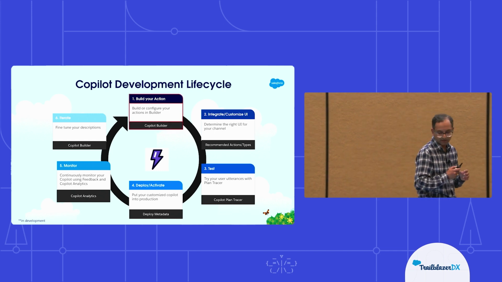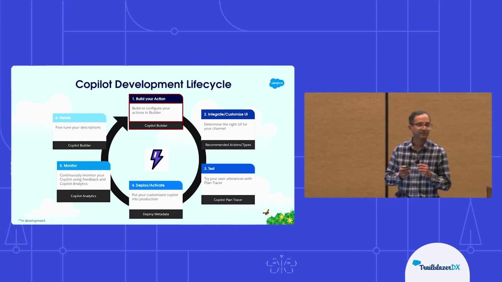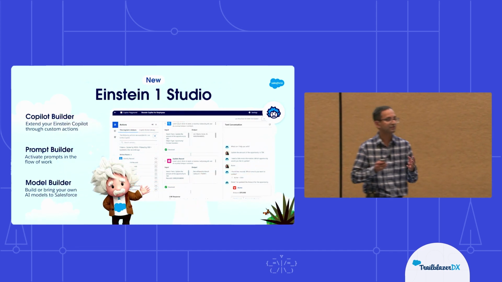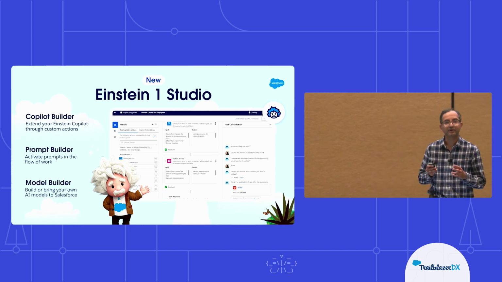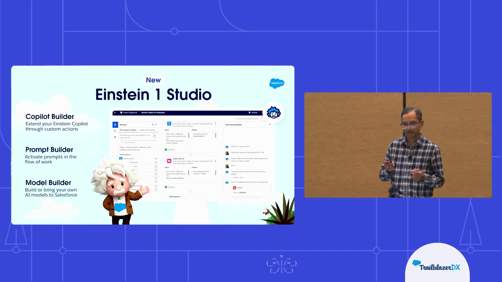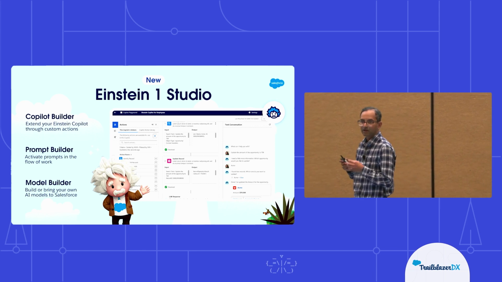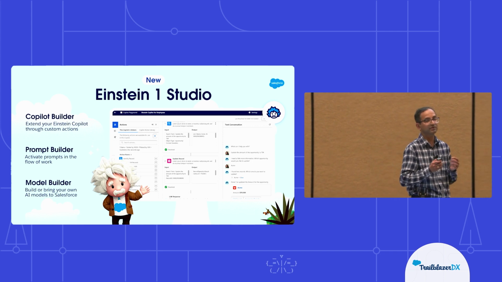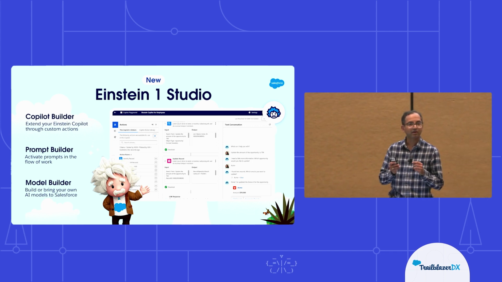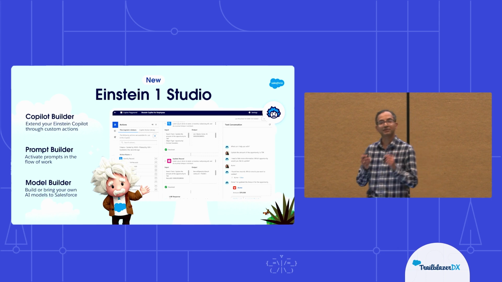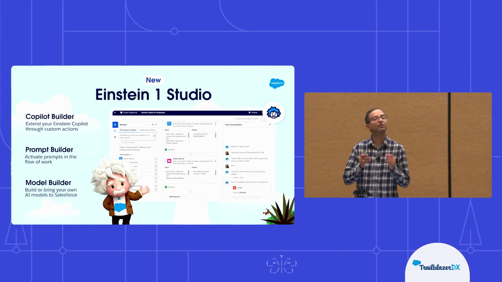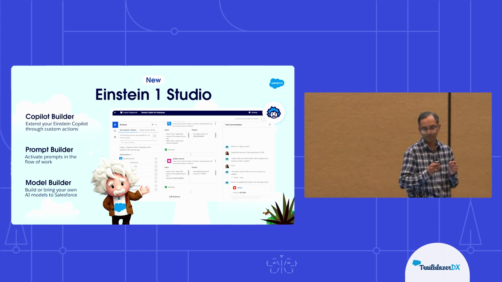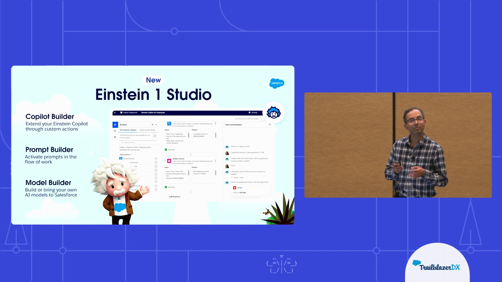How do we do that, right? First thing is, how do you build your action? First of all, we have Einstein One Studio, which is the Einstein Studio that Atul mentioned. This is very important. This is the place where you have Copilot Builder, the Prompt Builder, and Model Builder. Of course, we have covered this a lot in the previous sessions and in the keynote today. What is so important is that this allows you to customize and extend your Copilot for your org needs. And this is happening via Prompt Builder, Copilot Builder, and Model Builder.